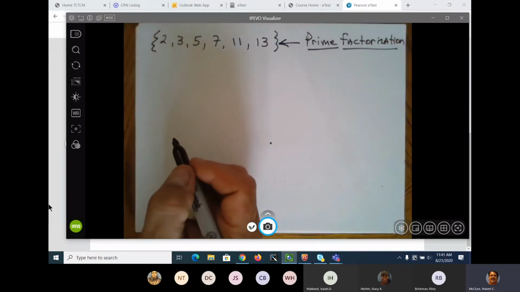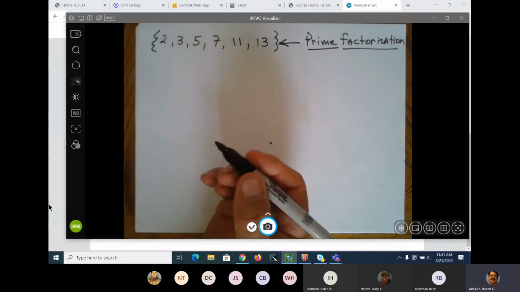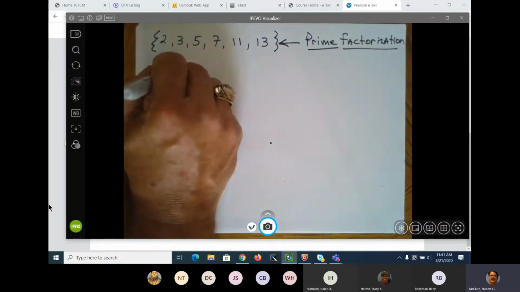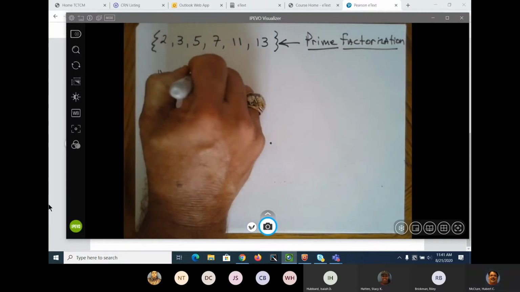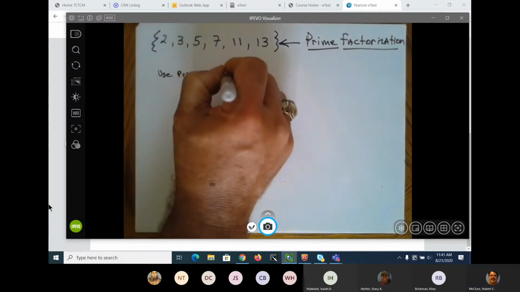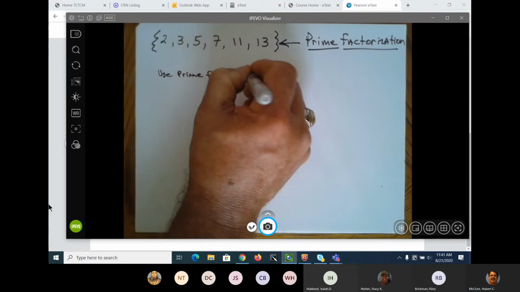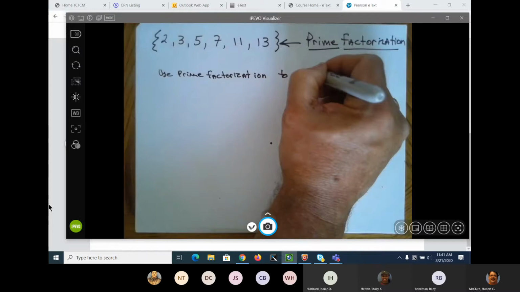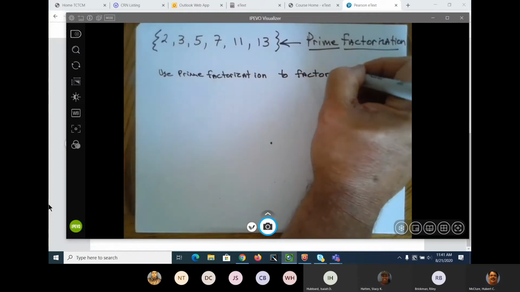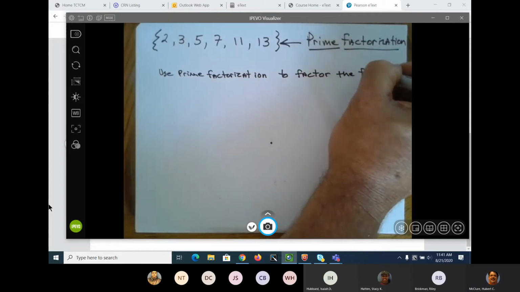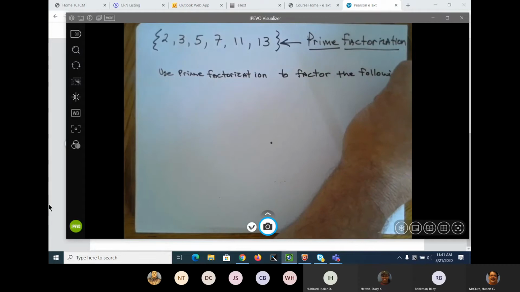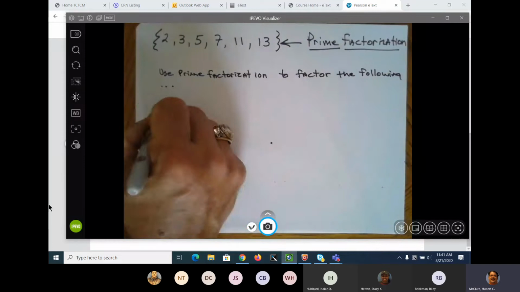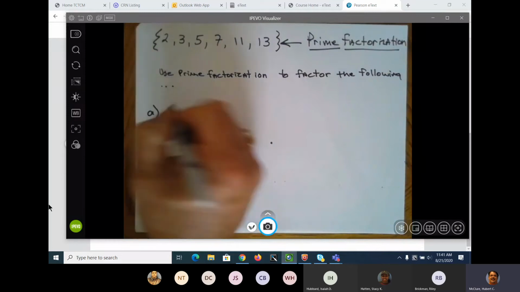So let's take 54. And the directions will say, use prime factorization to factor the following. And then they'll have A, 54.